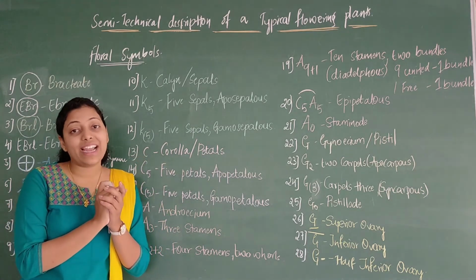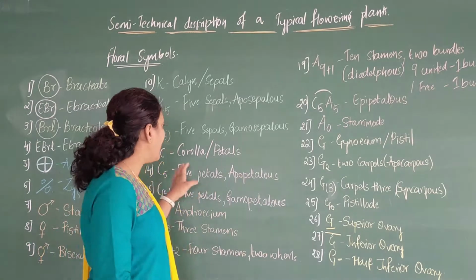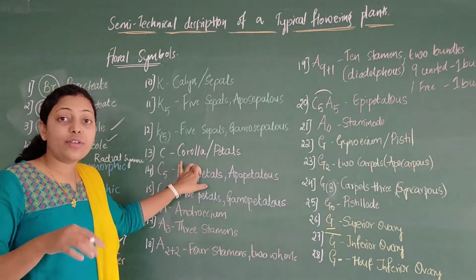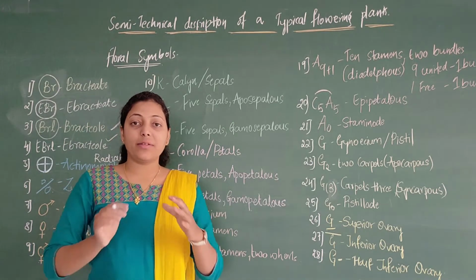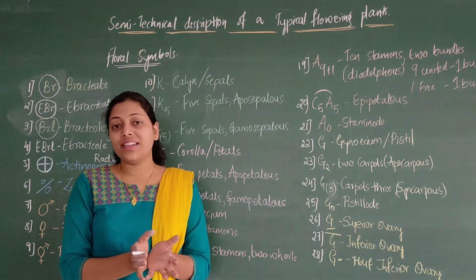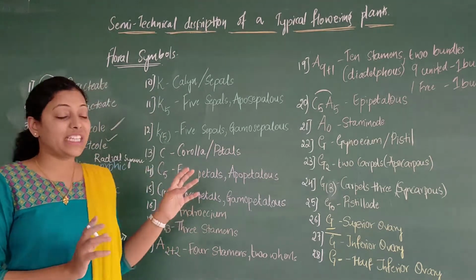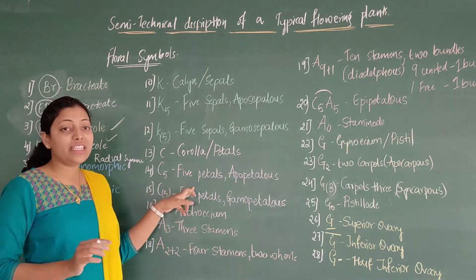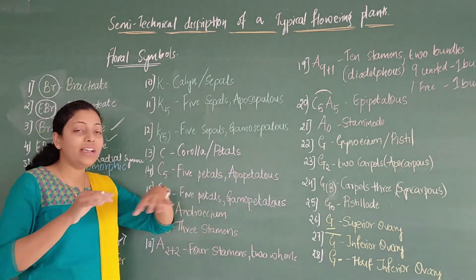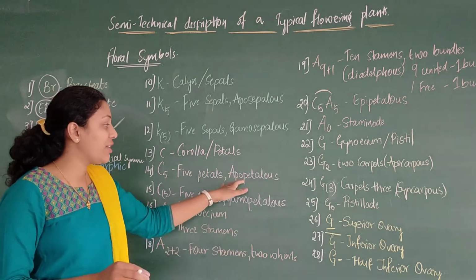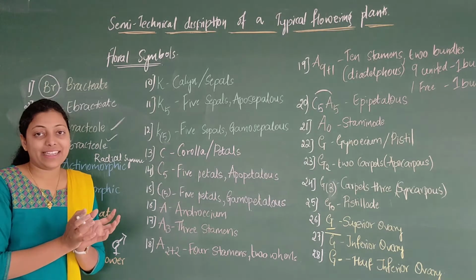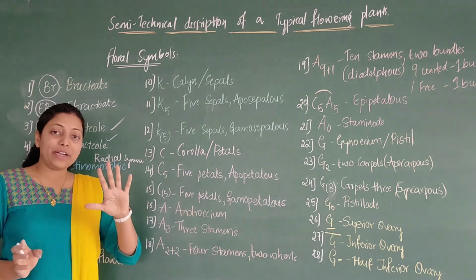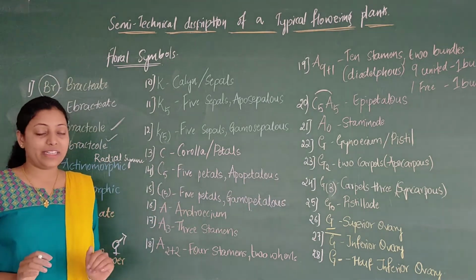Sepals are united. And then coming to C, C over here stands for corolla or petals. Corolla or petals are nothing but the colored part which you see in a flower, that is called petals. So here C5 means 5 petals are present and they are free, that is we call it apopetalous. And then C5 in a bracket, we call it 5 petals but those are gamopetalous.